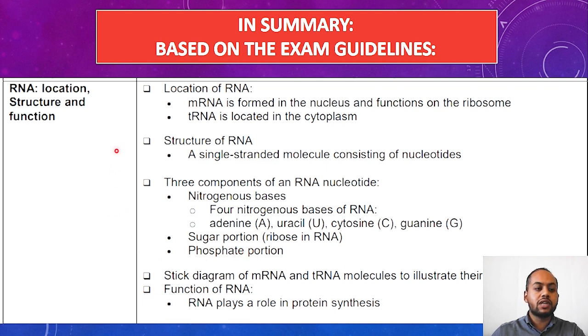So in summary of this video, we looked at RNA in terms of location, structure and function. We looked at the location of RNA, the structure of RNA, 3 components of the nucleotides. We see that they are nitrogenous bases, adenine, uracil, cytosine and guanine. It had a sugar portion, namely ribose sugar. It had a phosphate portion. We looked at the stick diagram of mRNA and tRNA to show the structure. And then lastly, we see the function of RNA is that it plays a role in protein synthesis. In the next video, we will focus on the process of protein synthesis.